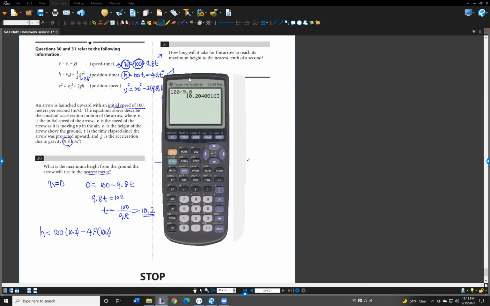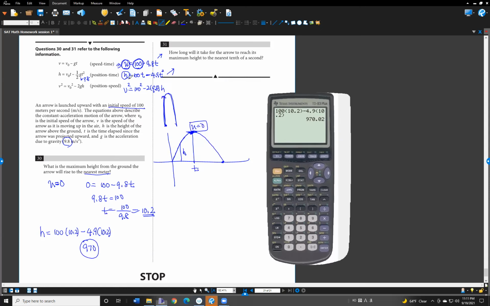Okay, I'll give you another way. That's fine, because this is physics. Very weird, I don't think that's right, they don't give this one anymore. Height is 100 times 10.2 minus 4.9 times 10.2. That's the maximum height, 970.